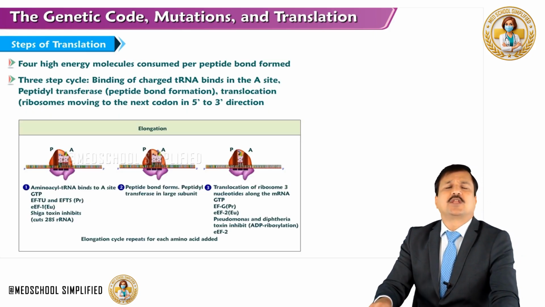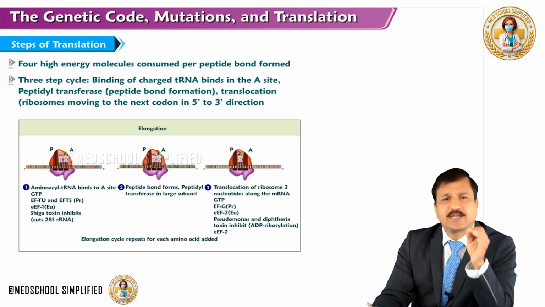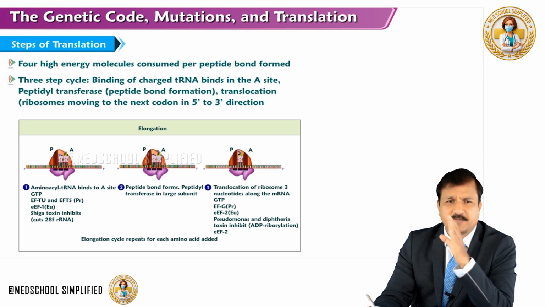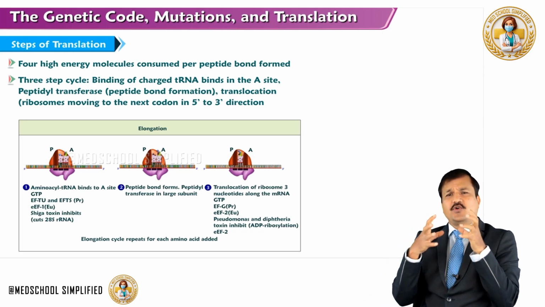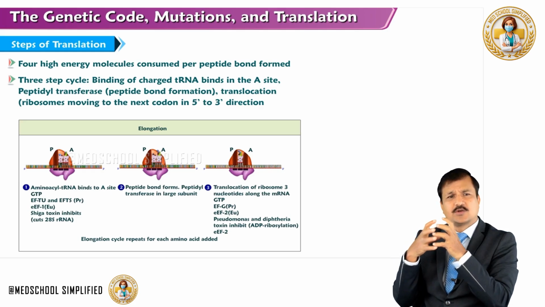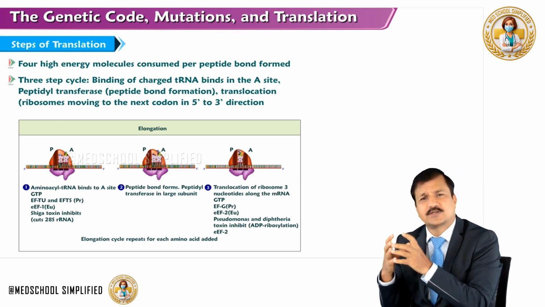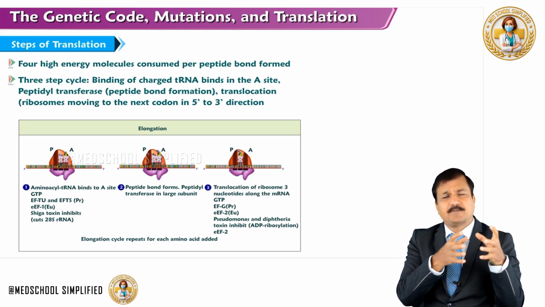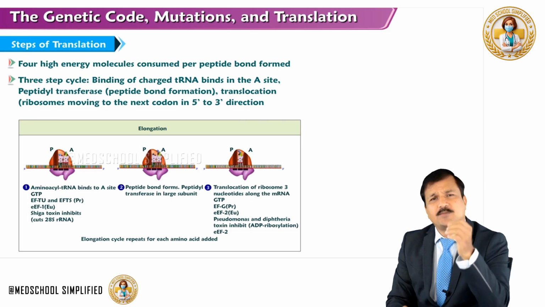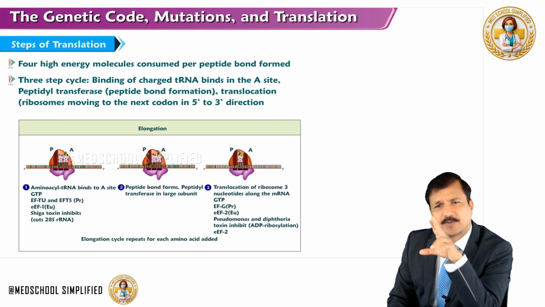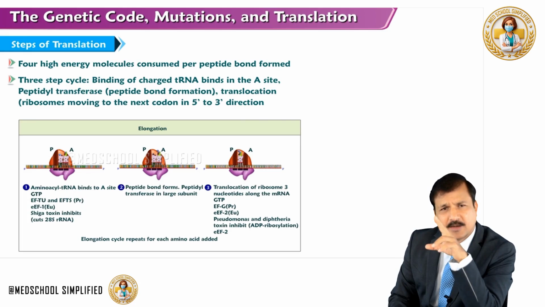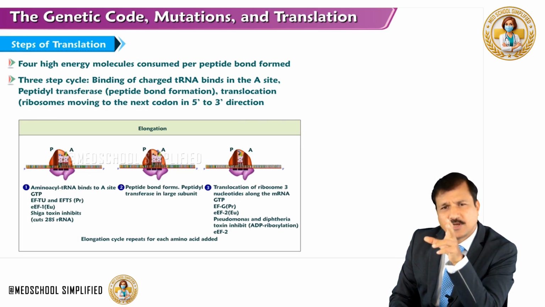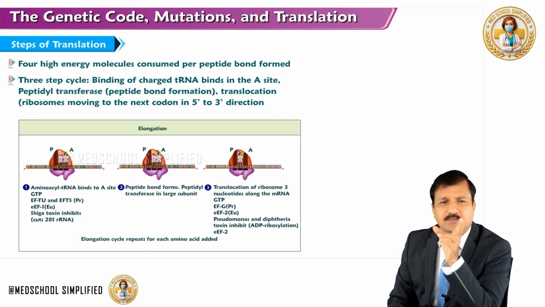Now let's move on to see elongation. Elongation is a 3-step cycle that is repeated for each amino acid added to the protein after the initiator methionine. Each cycle uses 4 high energy bonds, 2 from ATP used in the amino acid activation to charge tRNA and 2 from GTP. So during elongation, the ribosome moves in the 5' to 3' direction along the mRNA, synthesizing protein from amino terminus to carboxy terminus.